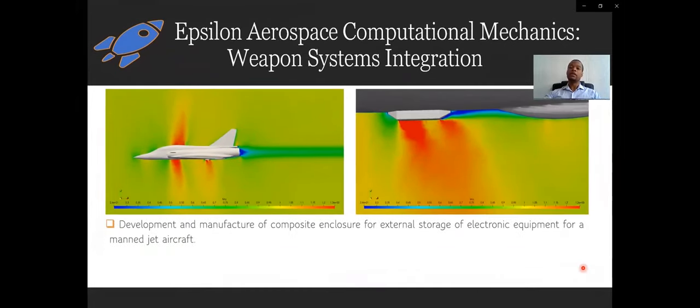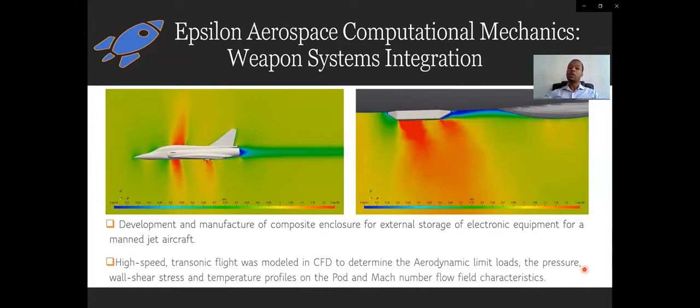We've also been involved in a project that required the development and manufacture of a composite enclosure for external storage of electronic equipment for a manned jet aircraft. High-speed transonic flight was modeled in CFD to determine the aerodynamic limit loads that the enclosure would experience during flight. The pressure, wall shear stress, and temperature profiles were also of importance, and the Mach number flow characteristics also.